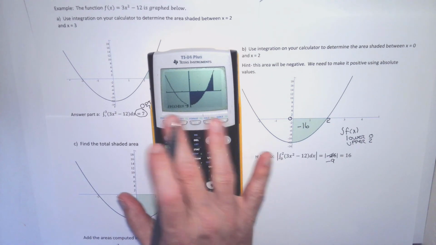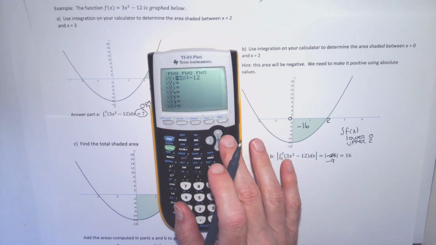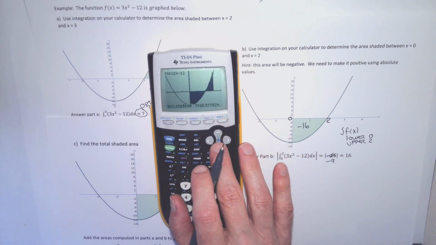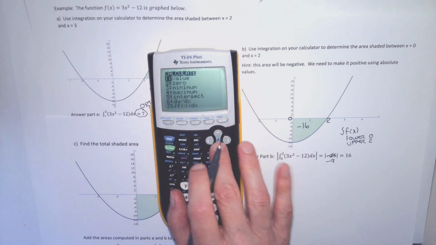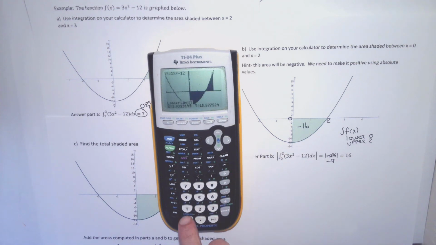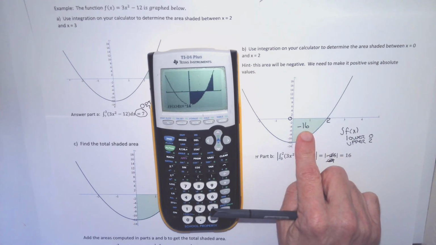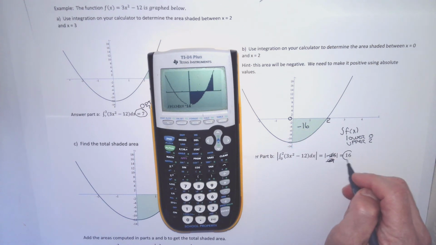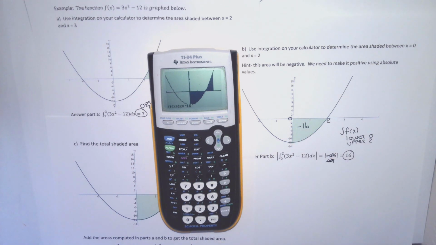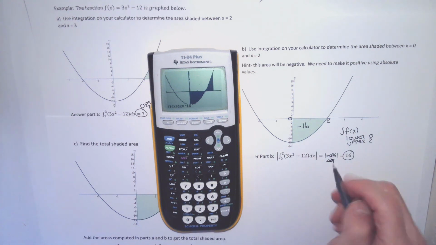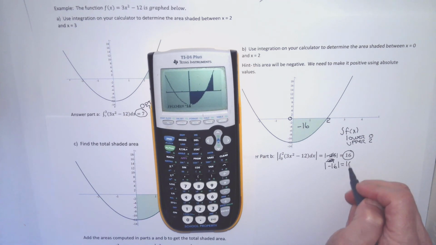Let me do this again. I might have typed wrong numbers in. Second calc. I think I might have done 0 to 3 as opposed to 0 to 2. Yeah, I did the wrong numbers. It is negative. So this region has an area of negative 16. If I was doing a net area, I'd leave it negative. But because I want to find a gross combined area, I'm going to make it positive. So I'm going to take the absolute value of it. I did the integral, got an answer for the integral, knew it was going to be negative, took its absolute value and made it positive.